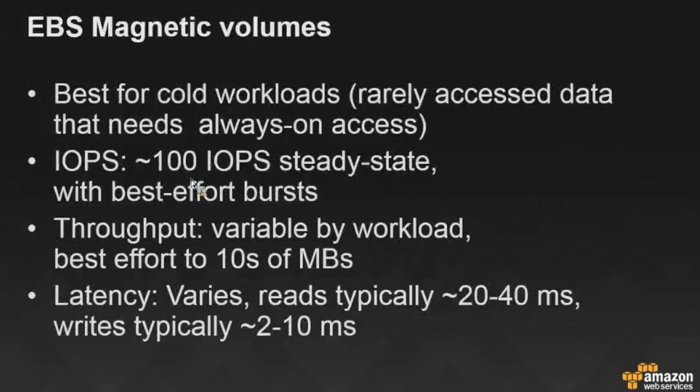Not forgetting EBS Magnetic, or standard EBS when it was launched, is still a really good use case for things like cold workloads or data that you don't access very frequently, but you do want to have it sitting on a file system rather than maybe archived in S3 or Glacier. You can achieve about 100 IOPS steady state, and the throughput is variable based on the workload. It's typically in the tens of megabytes a second. And the latency is also variable. This is really designed for cold, random access or rare access rather than the throughput type consistency you'd get with the SSD volumes.